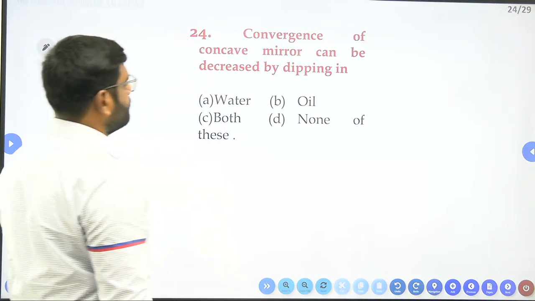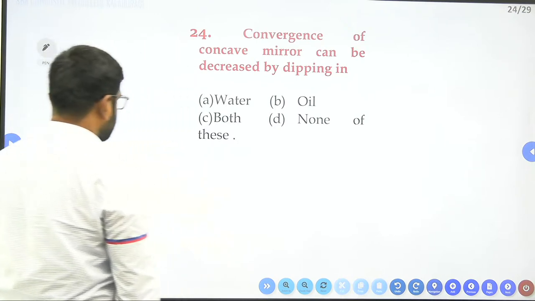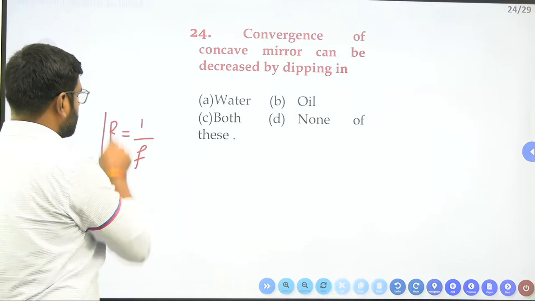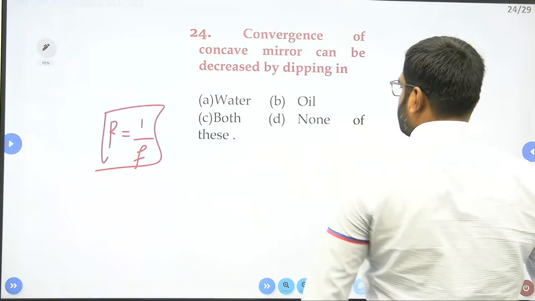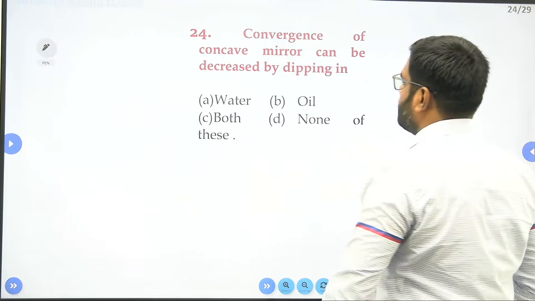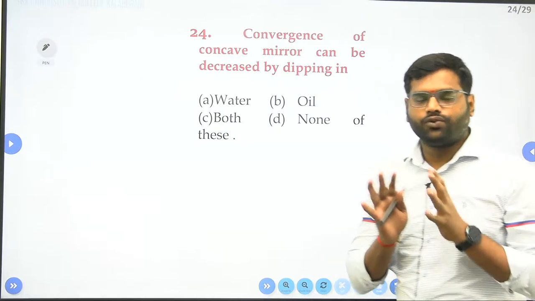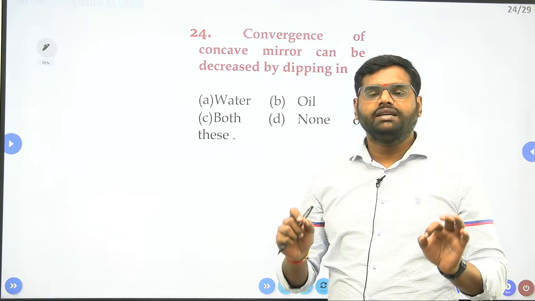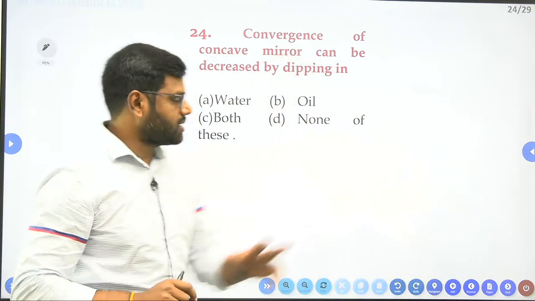The converging power of a concave mirror can be decreased by dipping in which medium? The power of convergence is nothing but power, which is equal to the reciprocal of what? Focal length. So let's see here. The converging power will be decreased by the mirror if we have kept it in which medium. Remember, the focal length of a mirror will remain the same in any medium, because the focal length of a mirror does not depend on the refractive index.